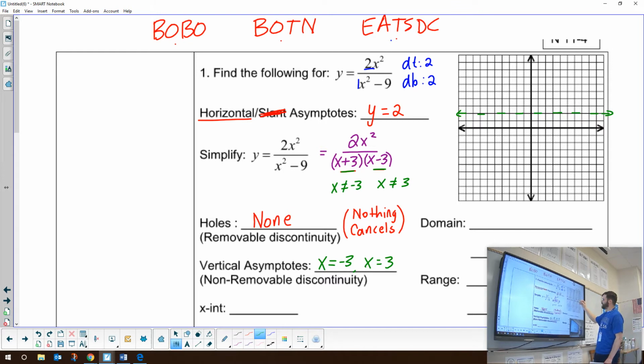Now, we can actually graph that on my graph right here. We know they're not holes, so we're going to actually put them there. So we're going to have one at x equals negative 3 and one at 1, 2, 3, x equals positive 3. Now, I'm sure this looks really freaky. We have two vertical asymptotes on the same graph. Are you crazy, Mr. Martin?